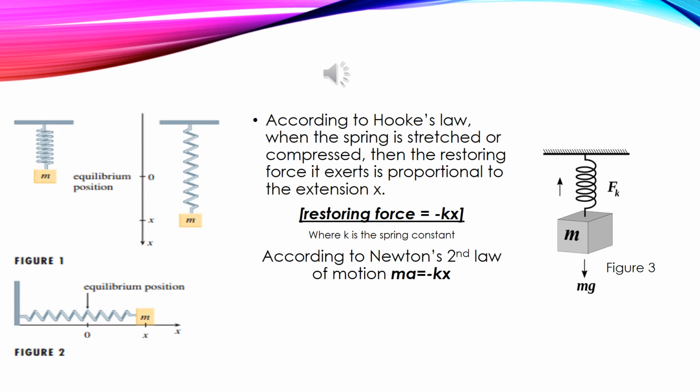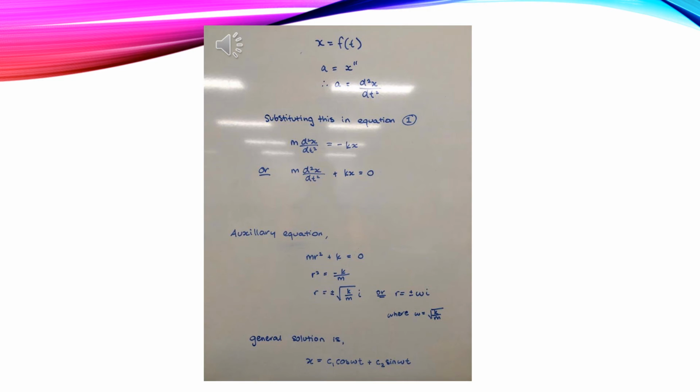According to Hooke's law, the restoring force is equal to negative kx, where k is a positive constant known as the spring constant. By considering Newton's second law of motion, force equals mass times acceleration, and by assuming that there are no external resistive forces acting on the system, such as air resistance or friction, we can equate mass times acceleration to negative kx. According to basic kinematics, if position x is a function of time, then acceleration will be the second derivative of x.